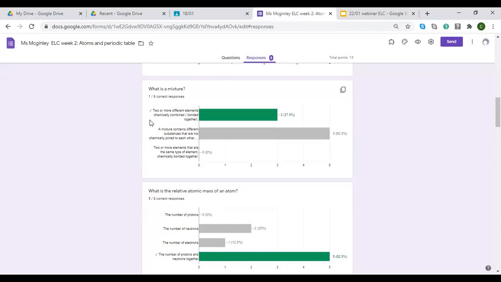The other answer, two or more different elements chemically combined or bonded together, is actually a definition of a compound. So well done, those of you who spotted that, and sorry for that. I hope that didn't cause any confusion when you got your marks back. So please do make a note of that somewhere and make sure you're really clear on the difference between a mixture and a compound. Okay, moving on with this week's webinar.